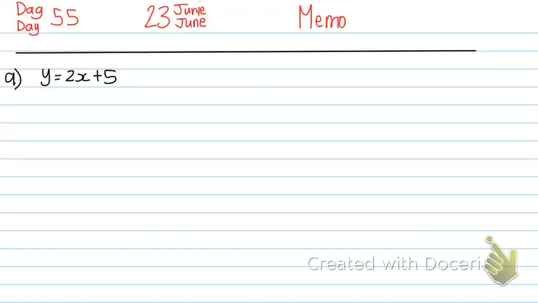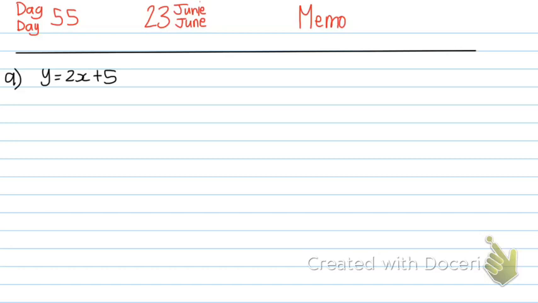Okay, welcome back. Day 55's homework. y is equal to 2x plus 5 is the first one, so that's number A. The first question tells us to determine the gradient of the line.